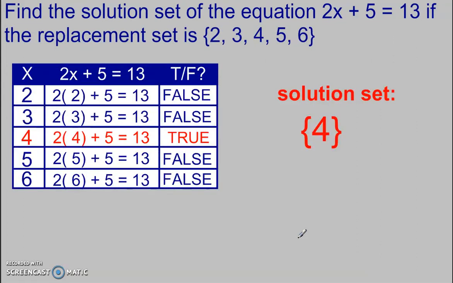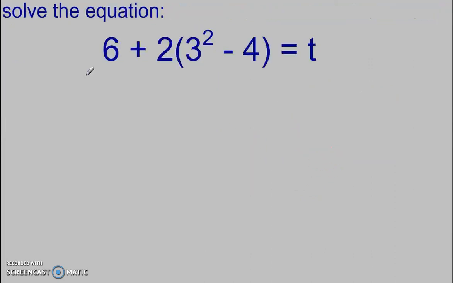All right, so here's my table. Only one of these statements was true. So my solution set would be only that 4. We show that in braces for a set. We show that solution set is {4}.